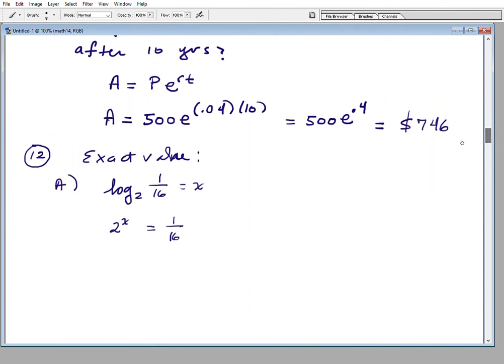Okay, so for these log problems, change to exponent form and put them in terms of the same base. So we can put 1 over 16 in terms of base 2. All right, so we have 2 to the x is 1 over 2 to the 4th, or 2 to the x is equal to 2 to the minus 4. Okay, so that means that x is equal to minus 4.